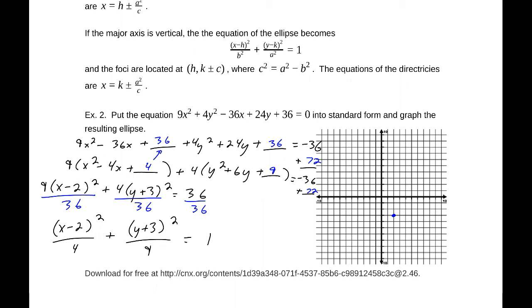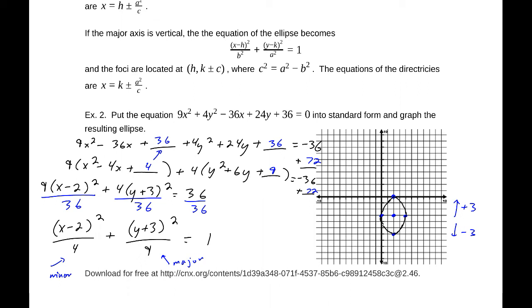All right. Now, my major axis is a value of 3 in the vertical direction. So my endpoints are here and here of my ellipse. My minor axis is 2. So going horizontally 2 in either direction, that gives me my ellipse. All right. Now, I really would like to know where the foci are.